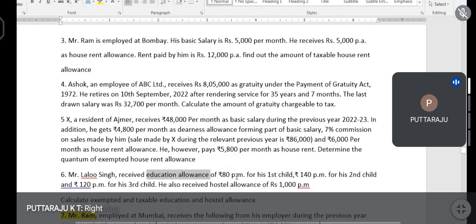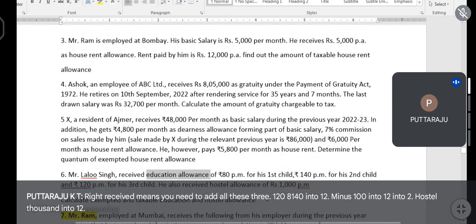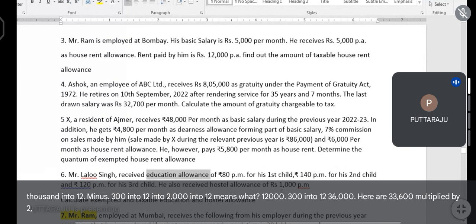Right? Received means you need to add all these three, 120, 80, 140, into 12, minus 100 into 12 into 2. Hostel, 1000 into 12 minus 300 into 12 into 2. 1000 into 12 means what? 12,000. 300 into 12, 3,600, multiplied by 2, 7,200. From 12,000 deduct 7,200. Taxable hostel allowance becomes the balance, 4,800.